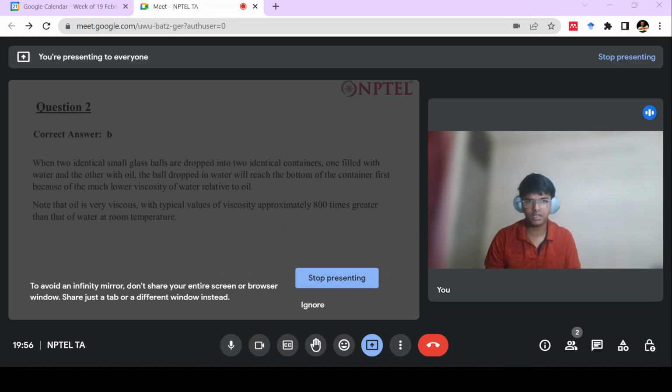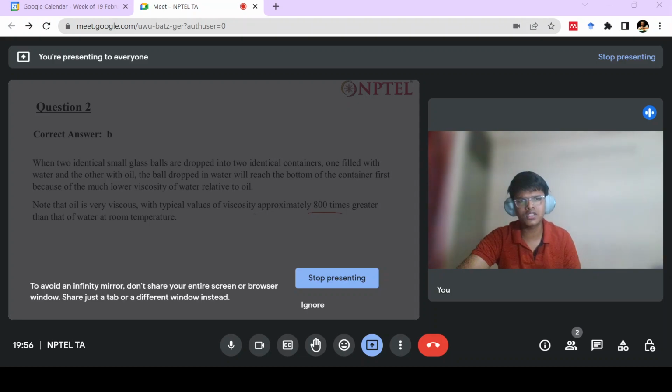So here it is explained. It is written that the typical viscosity of mustard oil is approximately 800 times greater than water at room temperature. If it is so high, obviously it will be noticeable. The fall will be noticeably slower.